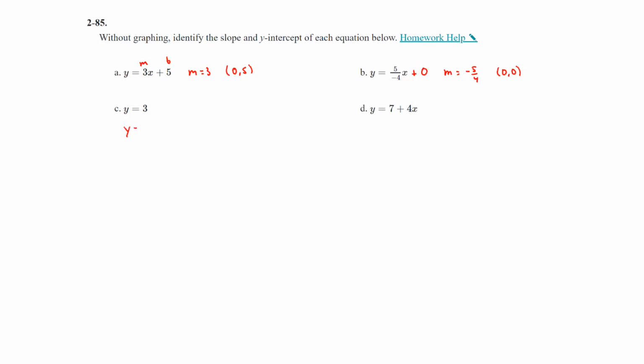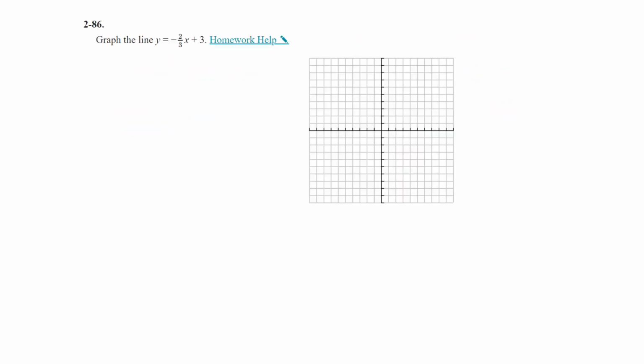On this equation on C, you don't see the x, and the reason you don't see the x is because it's 0 times x. So your slope still does exist, it's 0, and your y-intercept is 0, 3. And then on D, don't get this confused because of the way it's written. It's y equals 4x plus 7, and the order doesn't really matter, but m, or the slope, is still the coefficient of x, and the y-intercept is still the constant of the equation.